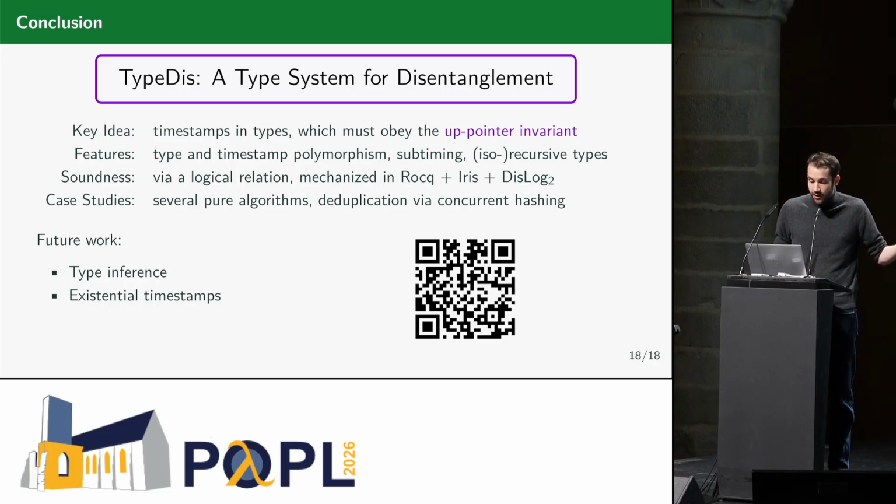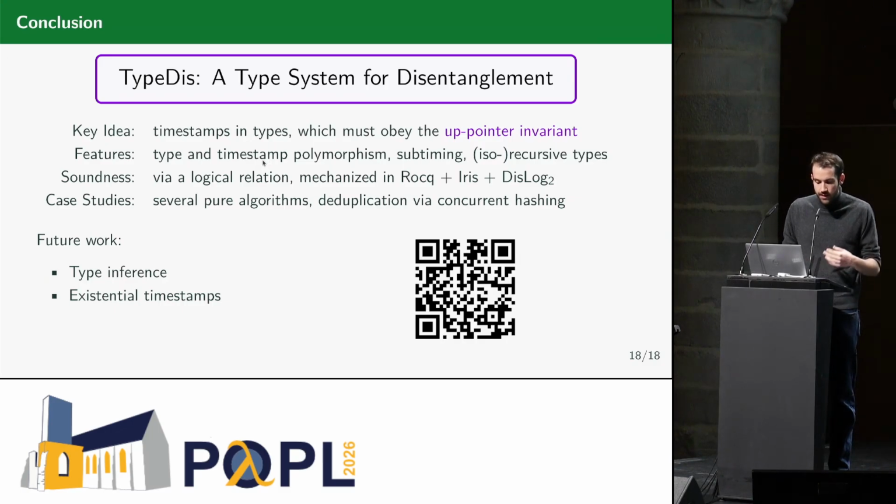As a conclusion, I just presented TypeDis, the type system for disentanglement. The key ideas were timestamps in types, which must obey the up-pointer invariant. The features are type and timestamp polymorphism, subtiming, and isorecursive types. The soundness is conducted via logical relation, mechanized in Rocq, Iris, and DisLog 2.